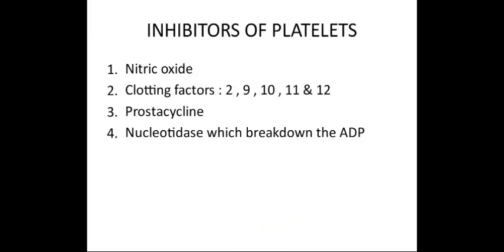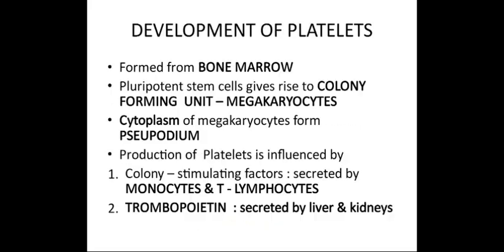Now we will see the inhibitors of the platelet. Inhibitors are nitric oxide, then clotting factors 2, 9, 10, 11 and 12. Then prostacyclin and nucleotidase, which break down ADP. These are the inhibitors of the platelets.